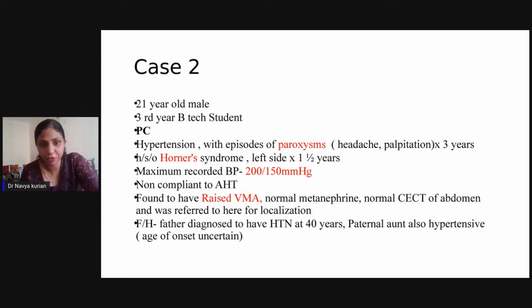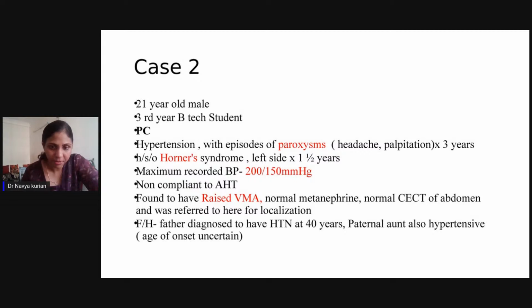This case scenario is of a 21-year-old BTech student who presented with hypertension with episodes of paroxysms. Paroxysms, as described previously, is a triad of headache, palpitation, and sweating. He also had Horner syndrome, that is, he had left eye ptosis for the last 1.5 years. His maximum recorded BP was 200 by 150 millimeter of mercury. He was grossly non-compliant to his antihypertensive therapy. From outside, he was evaluated and he was found to have raised vanillyl mandelic acid, and he was referred to the institute for further localization and evaluation.